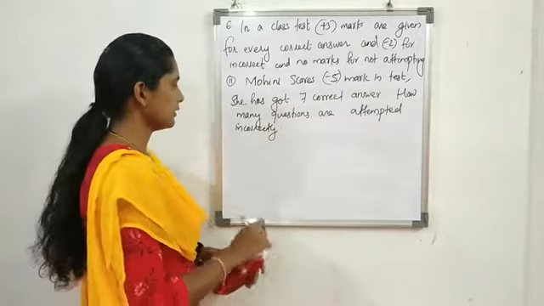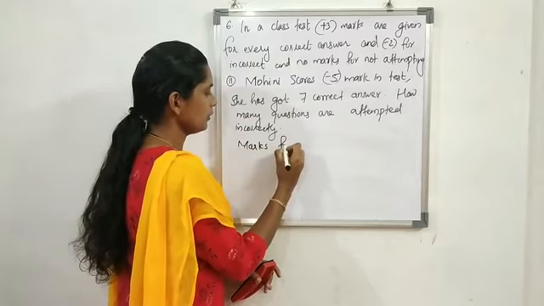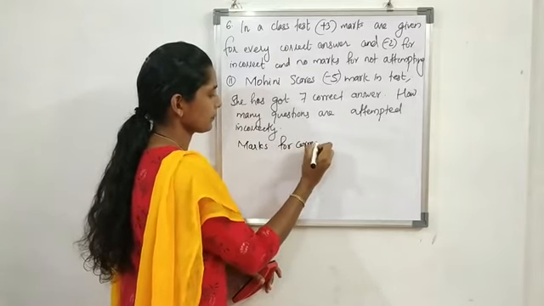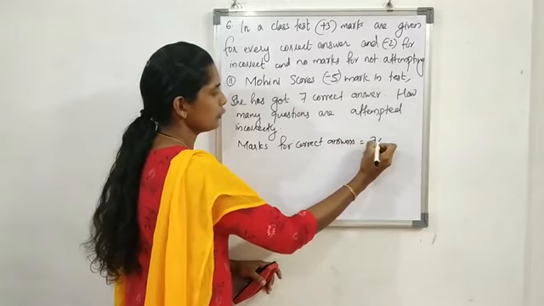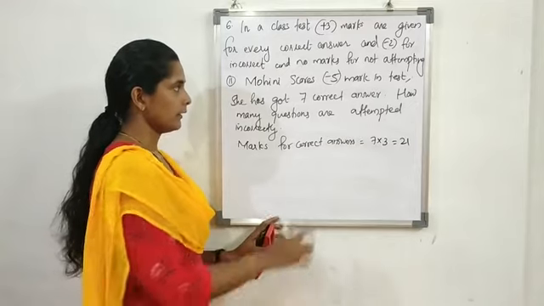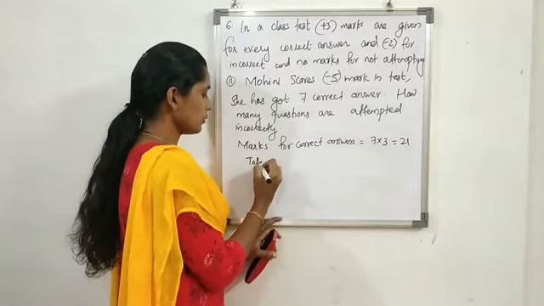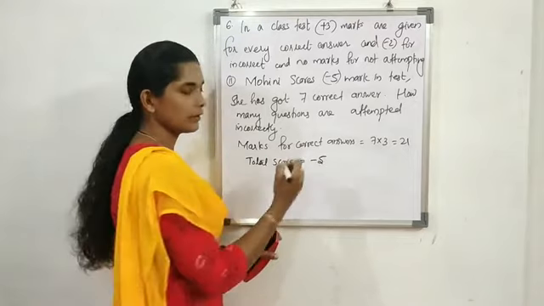Mohini scores minus 5 marks in this test and she got 7 correct answers. First we have to find marks for these correct answers. That is 7 correct answers are there. 7 into 3, 21 is the score of correct answers. Then her total score is minus 5.